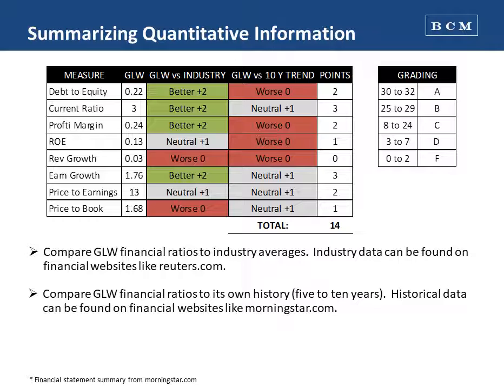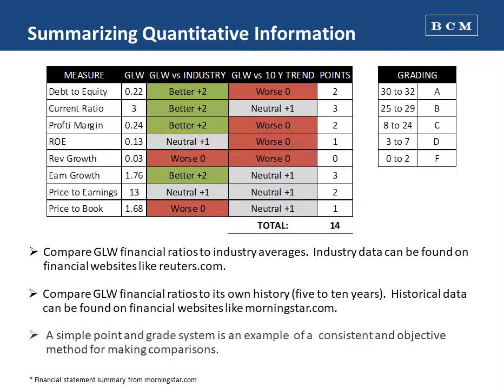Now, in the fourth column, we're going to compare Corning's debt to equity to its own 10-year history. Is the trend getting better or worse over time? In Corning's case, leverage is going higher, which is worse. And now we can just do this for all the measures, all the ratios, and go down the table. In addition, I include a simple point system for the comparison. So if something is better, it gets 2 points. If it's worse, it gets 0 points, and if it's neutral, it gets 1 point.